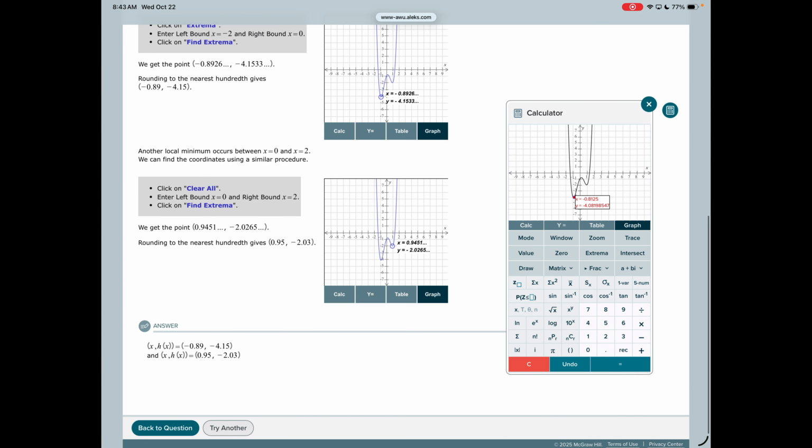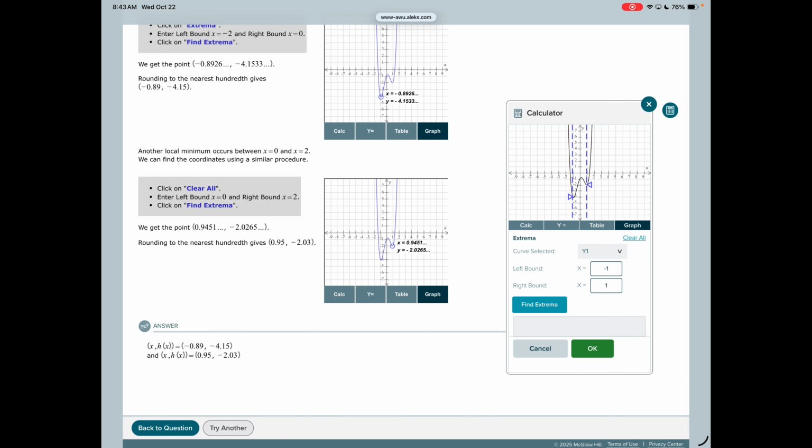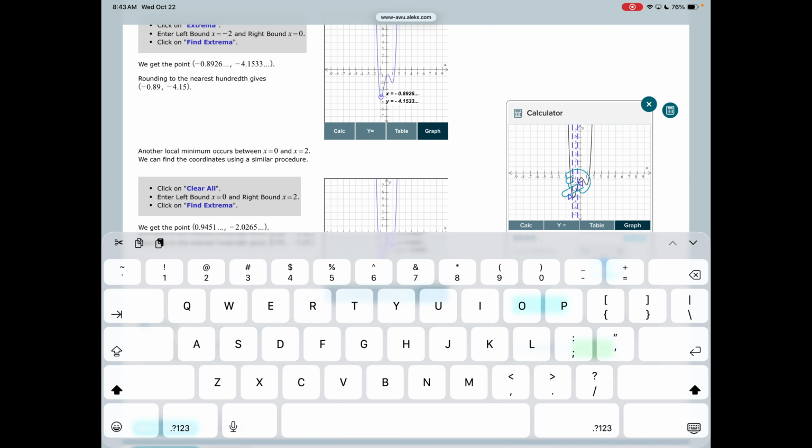We have decimal numbers. So it's very, very hard to tell when you're at the bottom when you're tracing it, right? So they have this extrema button. This extrema button allows you to give lower bounds and upper bounds of where it is. So you can move these. I'm going to go ahead and just type it in because it'd be easier.